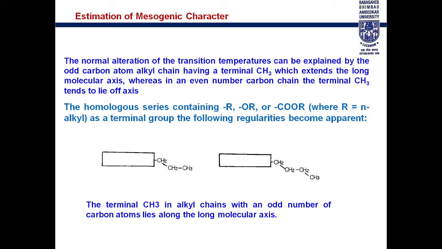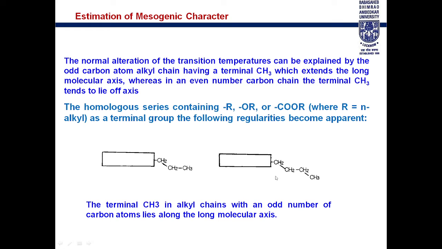The normal alteration of transition temperature can be explained by the odd carbon atom alkyl chain having the terminal CH3, which extends the long molecular axis, whereas in the even number carbon chain, the terminal CH3 tends to lie off the axis. One can see from here that when it is 3, it is in the same axis, but the moment it becomes 4, it goes off the axis.